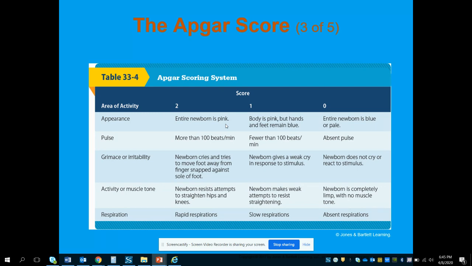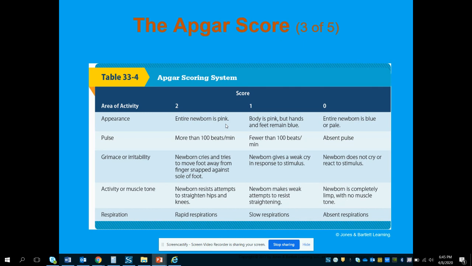So very important. You'll see some test questions that ask about that immediately, 1 minute after birth, and then at 5 minutes. So you'll give a score of 0 to 2 for each one of these. So the highest Apgar score is 10, and obviously the lowest is 0.